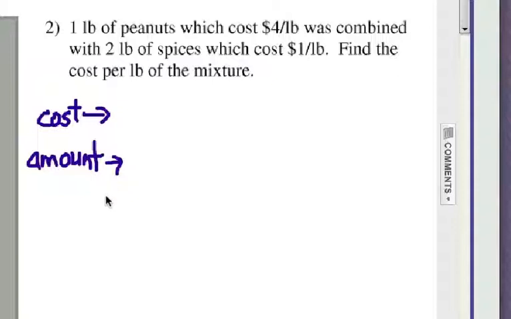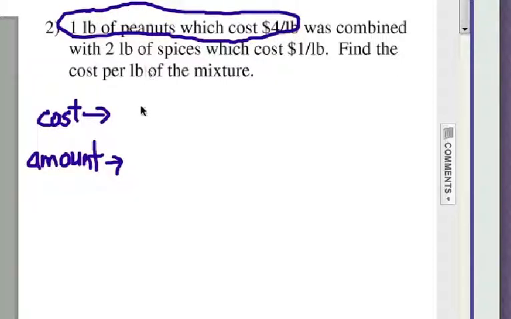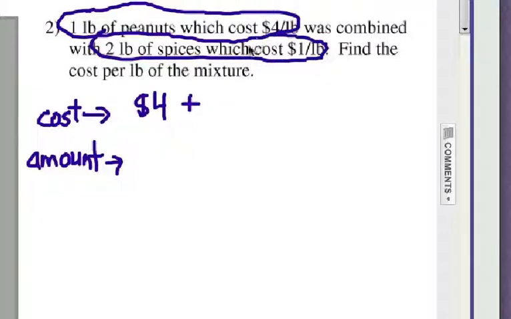Alright, number 2: 1 pound of peanuts, which costs $4 per pound, was combined with 2 pounds of spices, which costs $1 per pound. Find the cost per pound of the mixture. Well, the cost of the peanuts is 1 pound at $4 per pound. So that's pretty easy. That's going to be a $4 cost of the peanuts. Then we look at the 2 pounds of spices, which is $1 per pound. And 2 times 1, of course, would be $2. So we have a total cost of $6. No problem there.